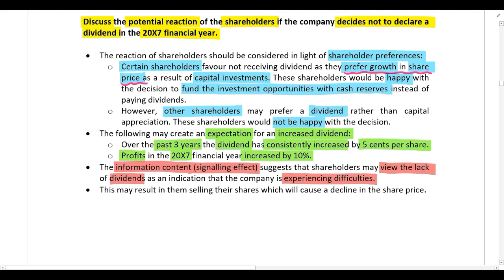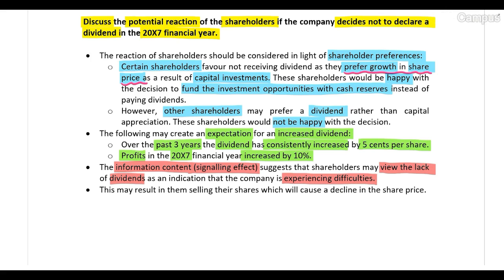So remember, guys, how does the signaling effect work? We have a company here that has been paying dividends for the past 3 years. Every year the dividend has been consistently increasing. In the current year, profits have increased by 10%. So there's definitely an expectation for a dividend. If the dividend is all of a sudden cut, so at the AGM, the directors say to all of the shareholders, we are not paying a dividend this year.